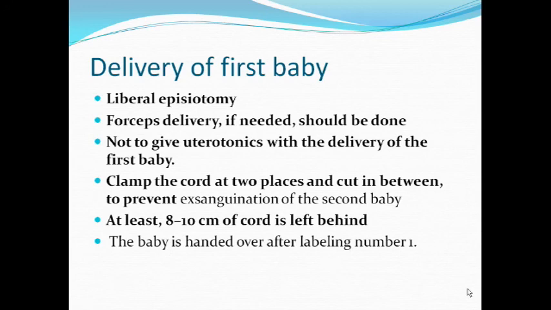Early clamp the cord. Here it is not delayed, it is early clamping of the cord at two places and cutting in between, to prevent exsanguination of the second baby. At least 8 to 10 centimeters of cord should be left behind in case any intervention is required. The baby is handed over after labeling it number 1.